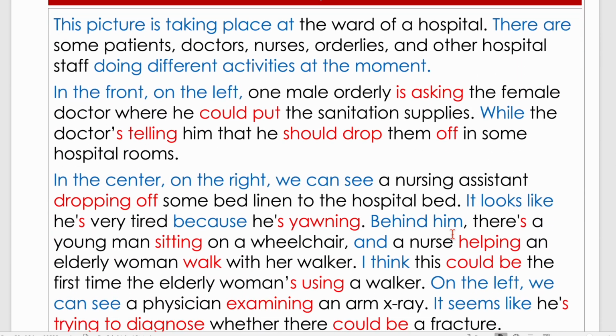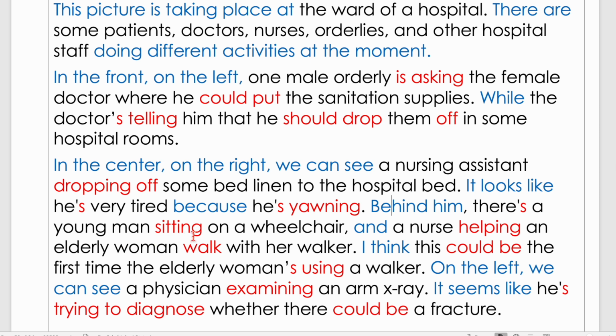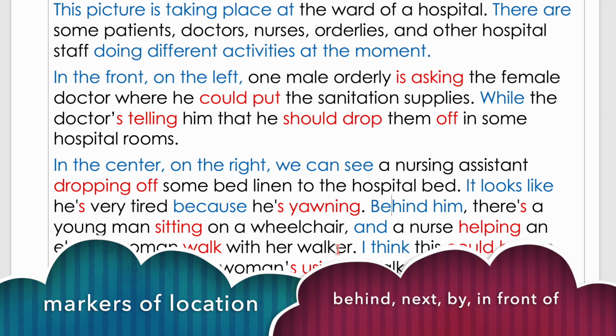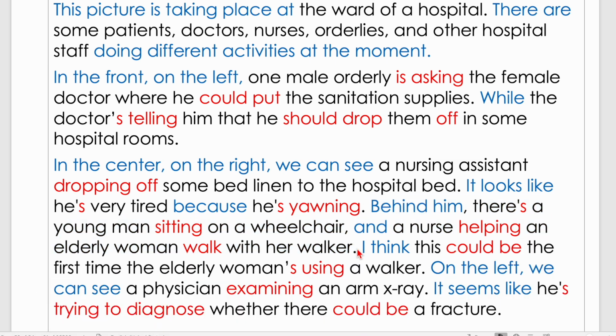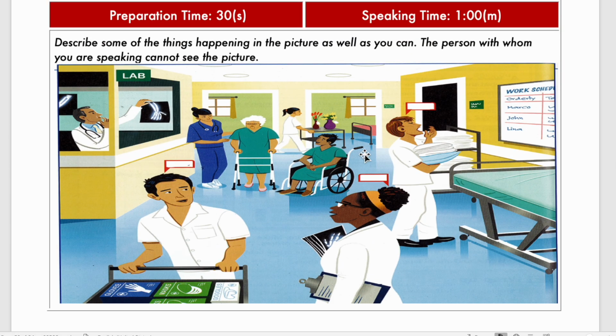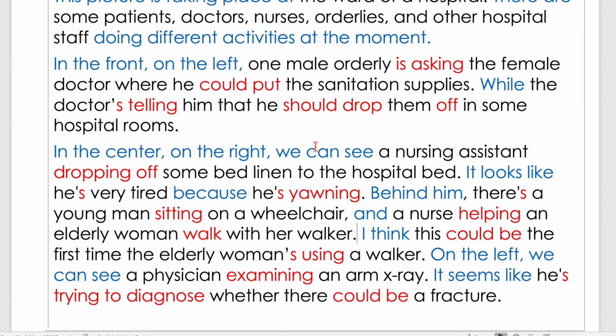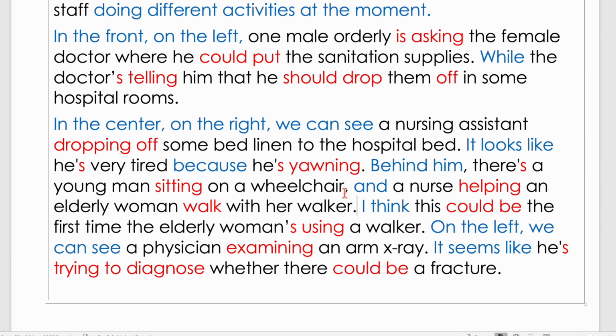Behind him, there's a young man sitting on a wheelchair and a nurse helping an elderly woman walk with her walker. Okay, so you see the man sitting on a wheelchair, the nurse helping an elderly woman. Again, more vocabulary use. Very good. Walker, wheelchair.